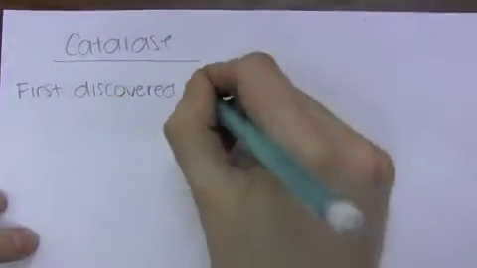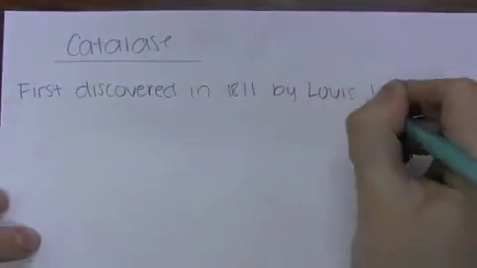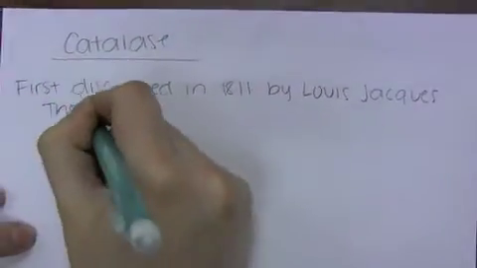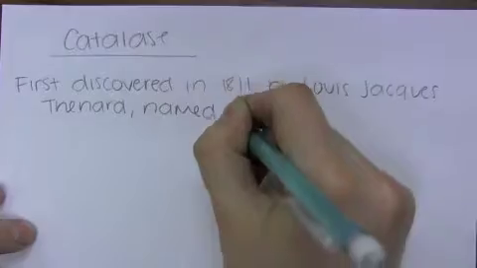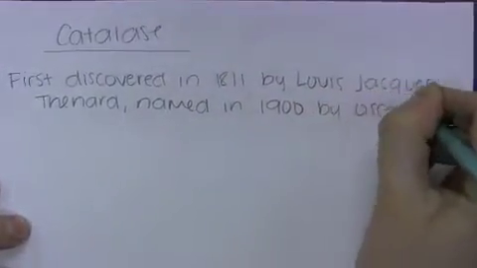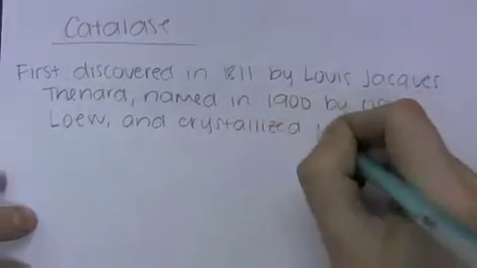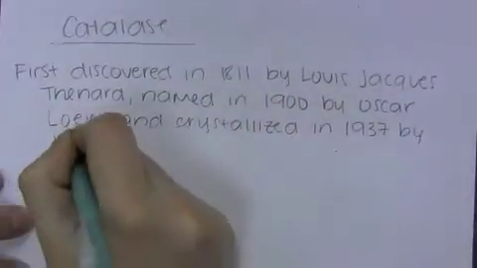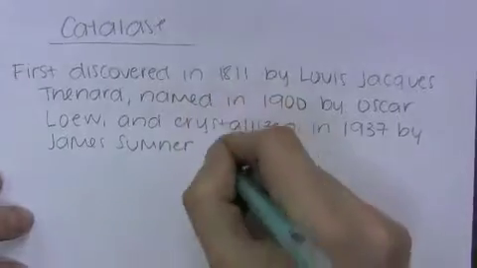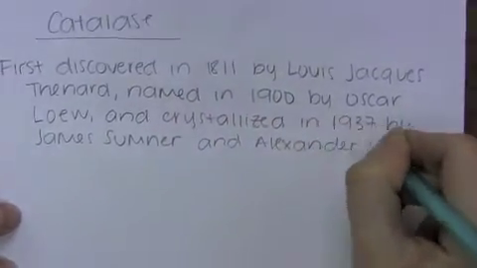Catalase was first discovered in 1811 by Louis Jacques Thenard, when he determined that an unknown substance was responsible for the decomposition of hydrogen peroxide. He was also the one that discovered hydrogen peroxide. And catalase was named in 1900 by Oscar Loew and was first crystallized in 1937 by James Sumner and Alexander Dounce.